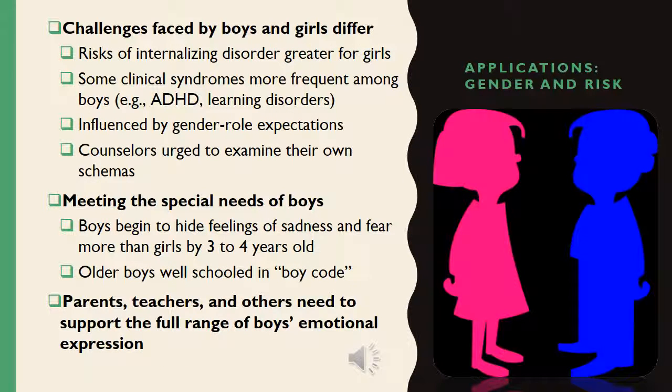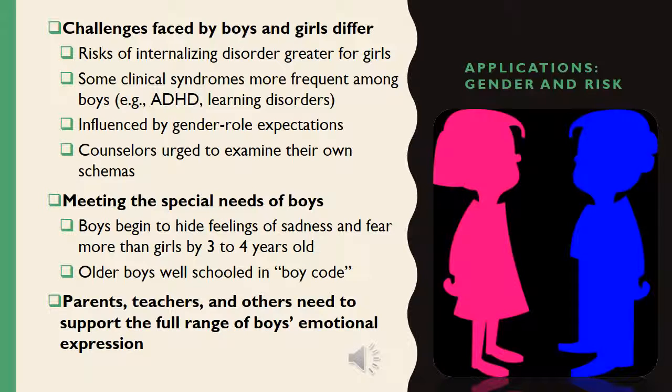And then for significant applications, when we're talking about gender and sex, the challenges faced by boys and girls in middle childhood and adolescence do really tend to differ. The risk of internalizing disorder is greater for girls. There are some clinical syndromes that are more frequent among boys. Children are really influenced by gender role expectations, and that can impact how they perceive themselves and how they perceive others. That can also limit their opportunities right along with peer groups.